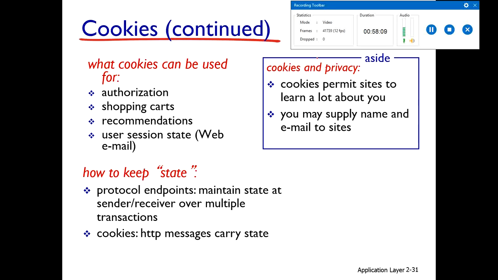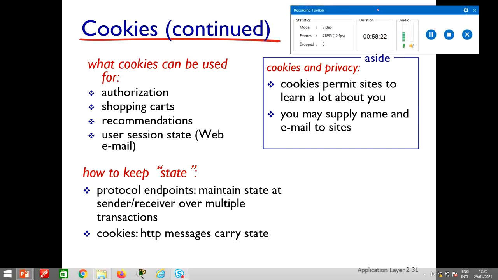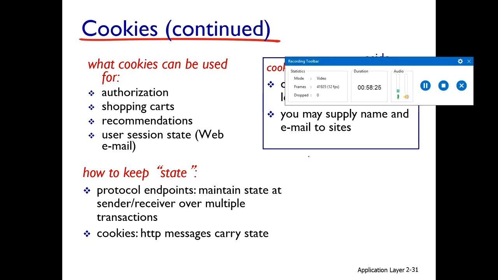Now let's talk about cookies and privacy. Cookies permit sites to learn a lot about you. You may supply your name and email to the sites, so they can learn a lot about the person.